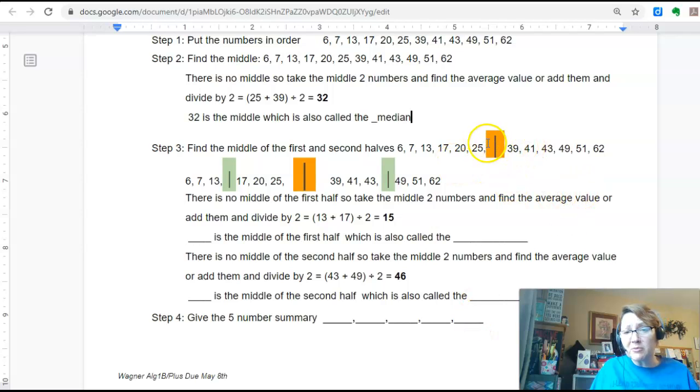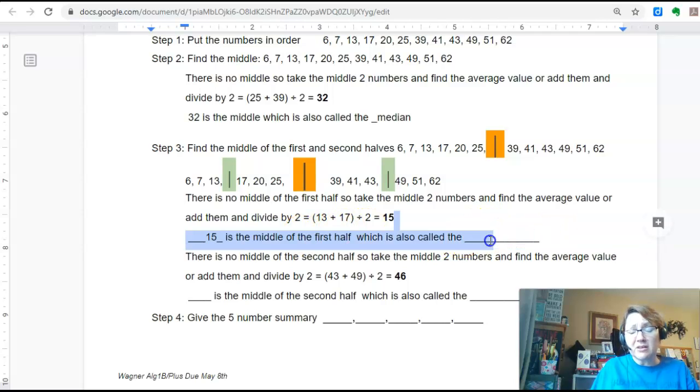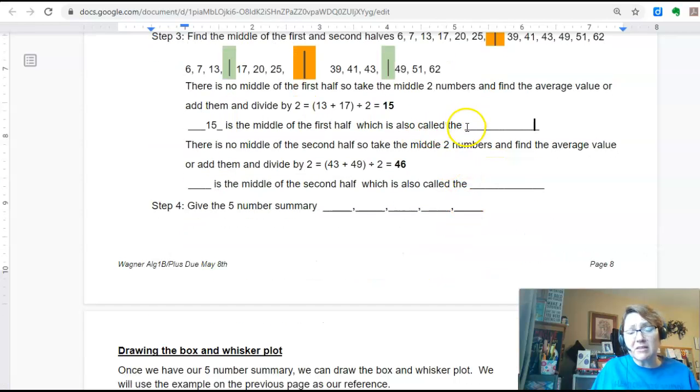So when we do that, now we're going to have this barrier right here between the first half of the data and the second half of the data. So we find the middle of the first half of the data, which again, there's no real middle. So we take the 13 and 17 and we get 15. So 15, we know that has a special name, right? That's called the upper quartile. So I'd want to write that in here. It's kind of hard for me to write that in there. I'm sorry, and I said it wrong. It's the lower quartile. And then we see these 2 numbers in here that there's no true middle for.